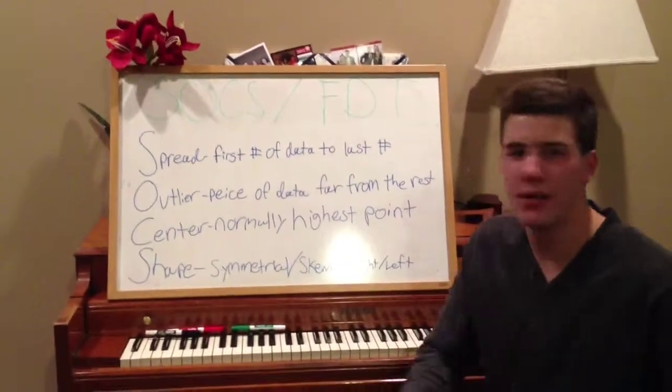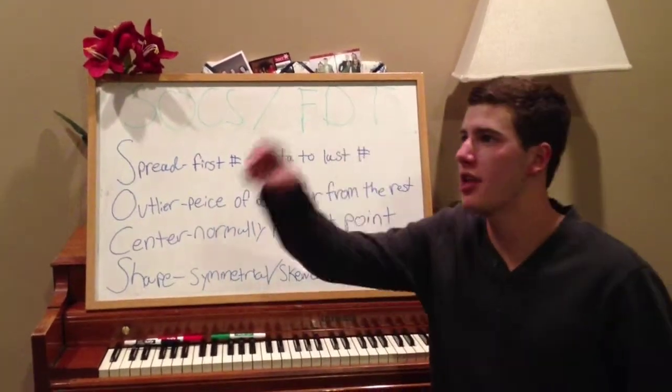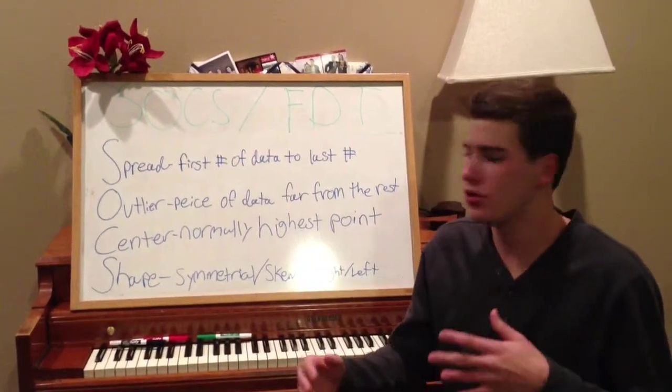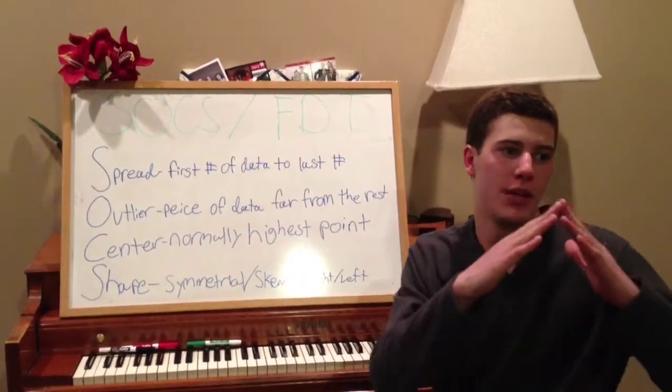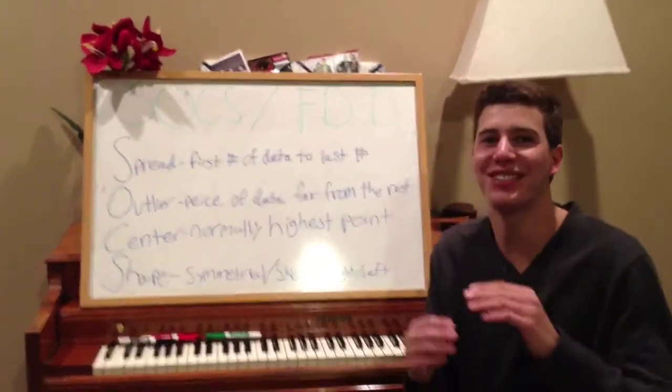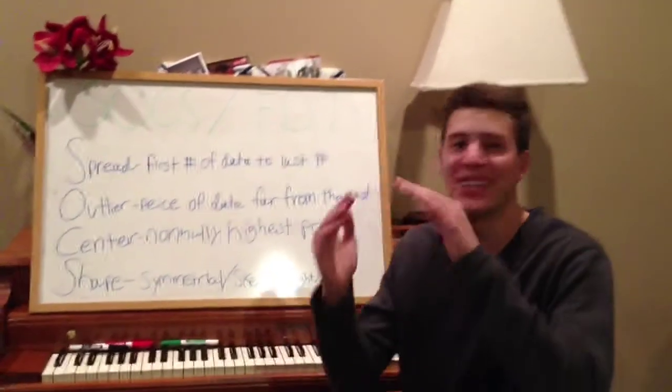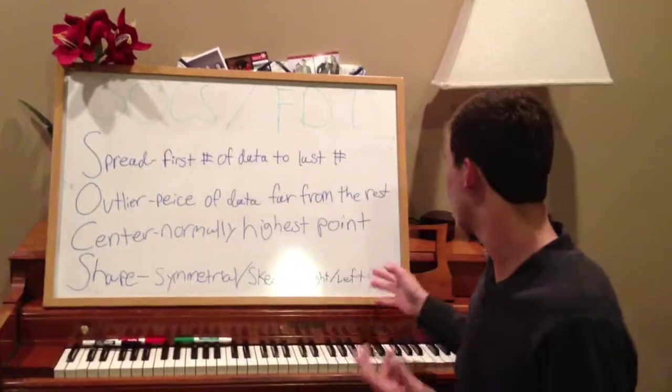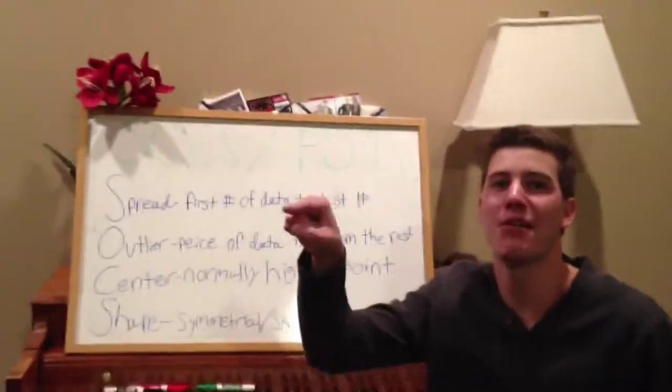And shape, it could be symmetrical, so that's just a nice mountain. Skewed to the right is the tip at the left. Skewed to the left, the tip at the right. And then bimodal, and that's like a camelback.